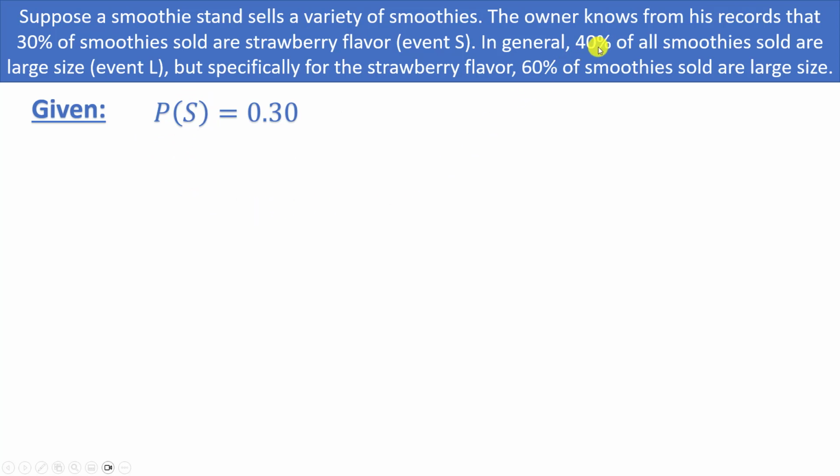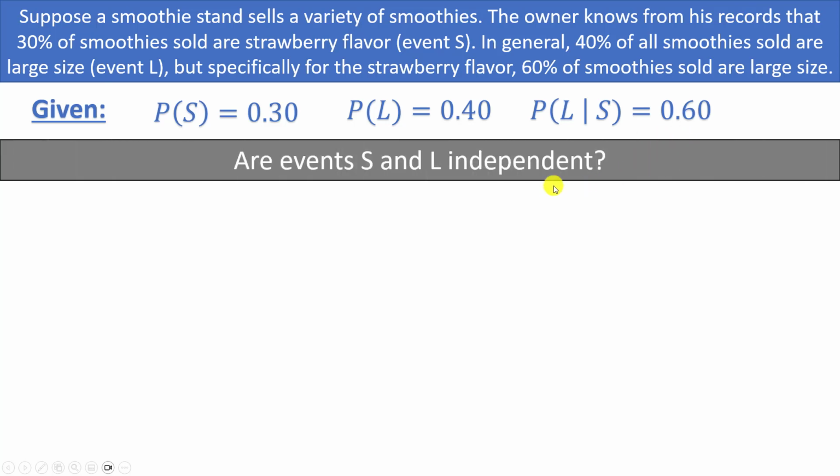They also tell us that 40% of these smoothies are the large size. So that's the probability of L. Now be very careful about this last part. Specifically for the strawberry flavor, or given that we have the strawberry flavor, or conditional on something being the strawberry flavor, 60% sold are the large size. So this is the probability that we have a large size given or conditional on having the strawberry flavor, which is equal to 0.6. So are events S and L independent?